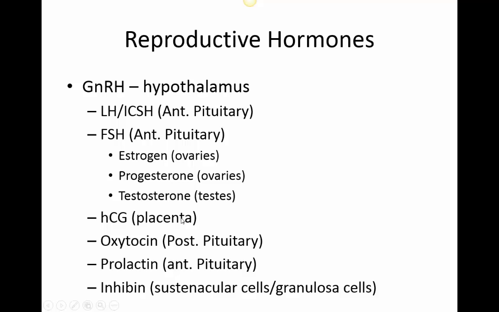Another hormone of pregnancy is oxytocin. Oxytocin is an important hormone that acts on the uterus and causes contractions during childbirth. It also stimulates the mammary glands to release milk when baby is suckling during breastfeeding. That is secreted by the posterior pituitary.